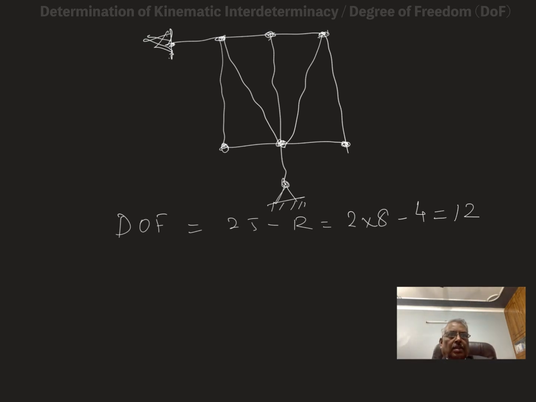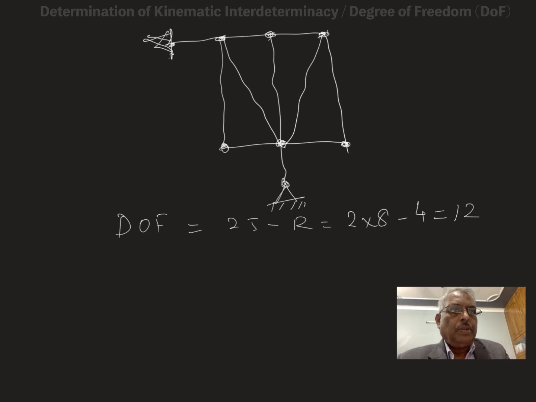In this way, all the problems can be solved by taking the degree of freedom. So there will be 12 degrees of freedom. So you can solve this problem.